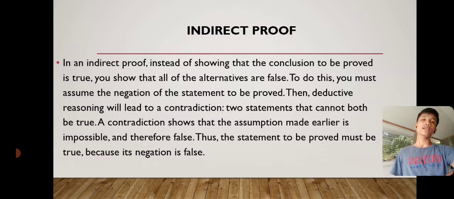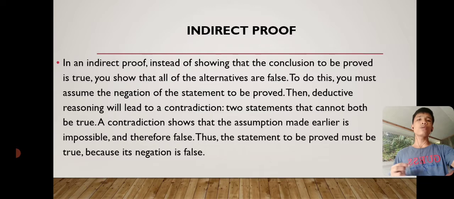The second is the indirect proof. So what is indirect proof? Instead of showing that the conclusion to be proved is true, you show that all of the alternatives are false. This is the inverse of direct proof.